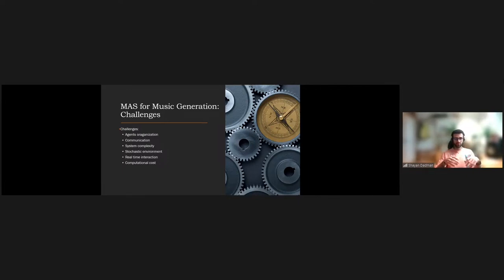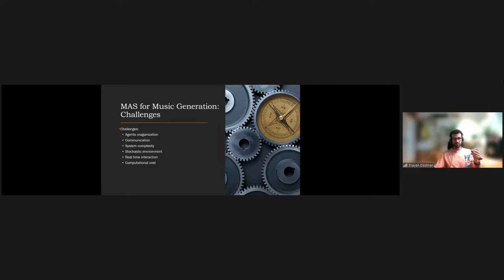As a result, we also need to incorporate a suitable communication protocol, which is the next challenge. The negotiation protocols involve agents communicating and bargaining with each other to reach a consensus on the final composition. In this manner, agents can share musical concepts, which involves establishing a common language or ontology for representing musical knowledge, and facilitating communication between agents. And therefore, MAS must deal with higher complexity, which is the complexity of coordinating multiple agents to produce a musically coherent and aesthetically pleasing composition.